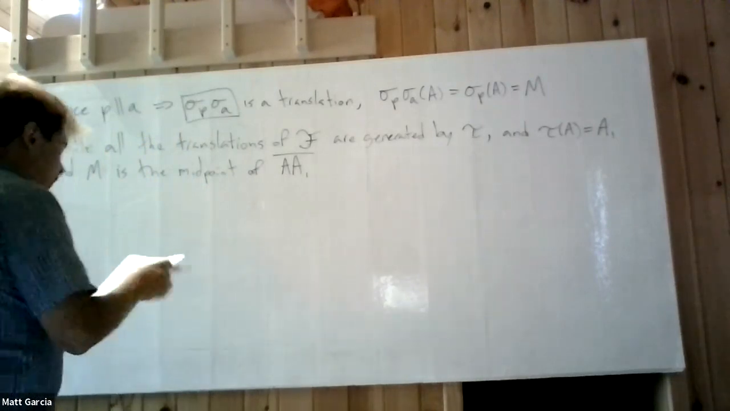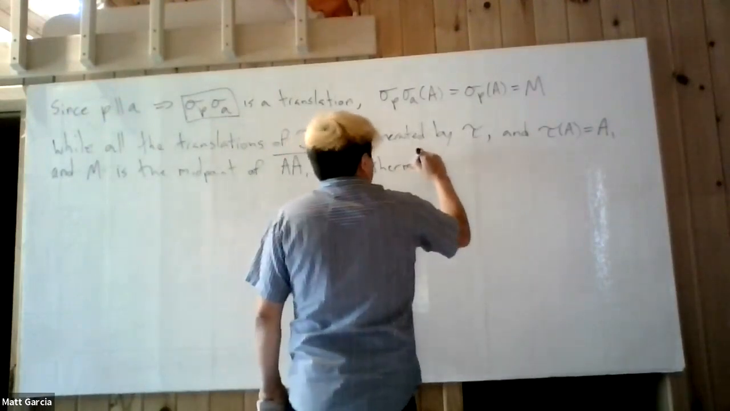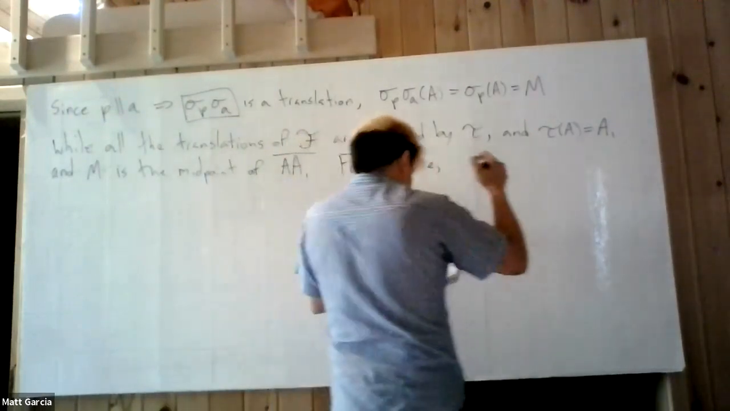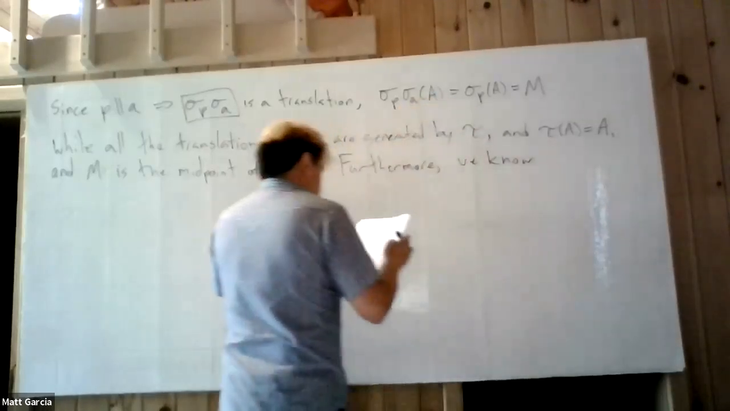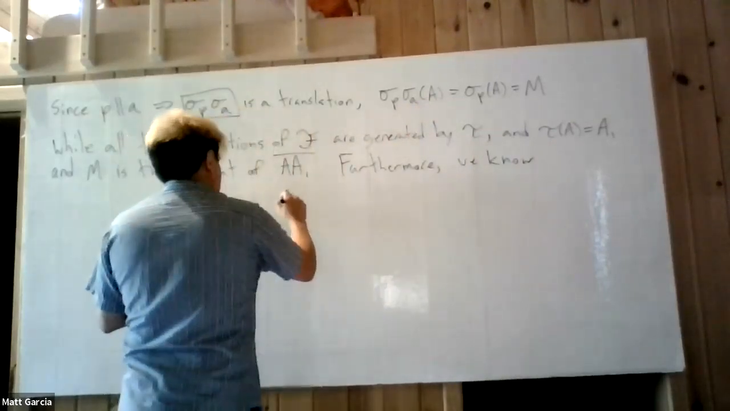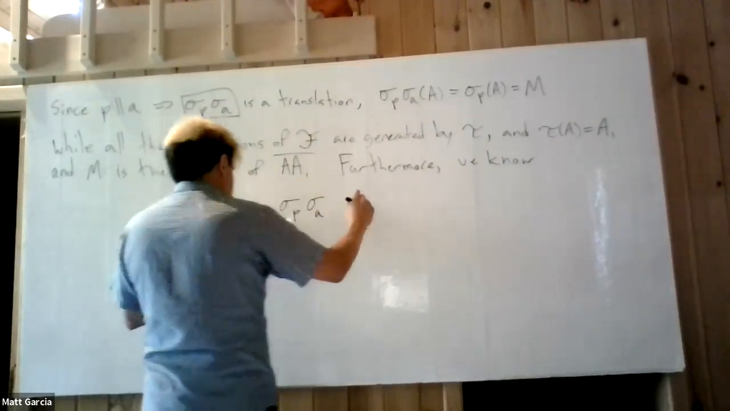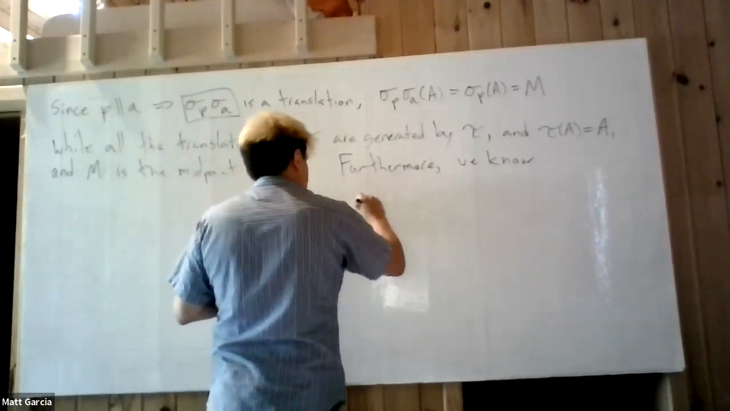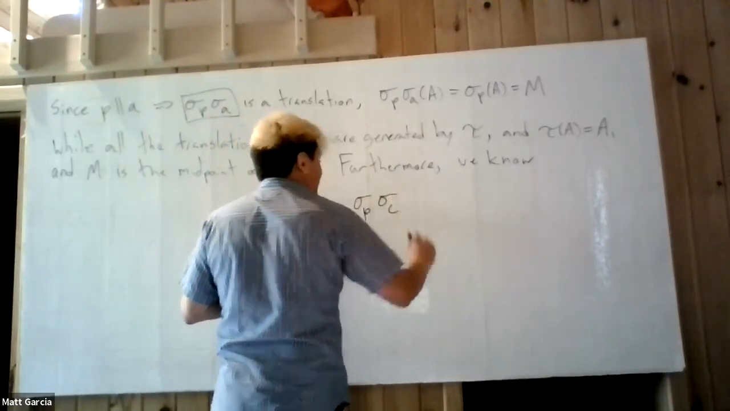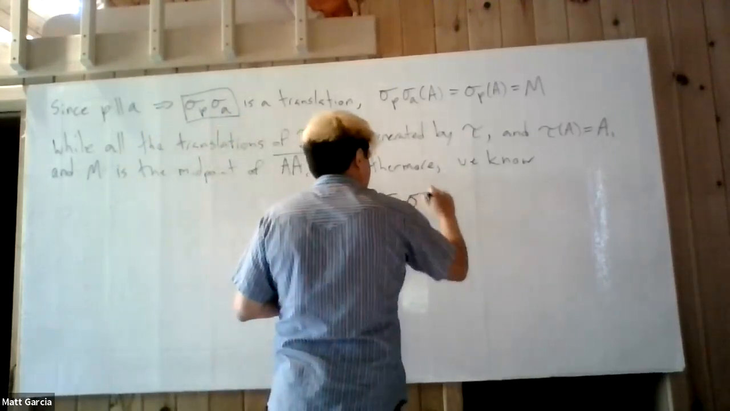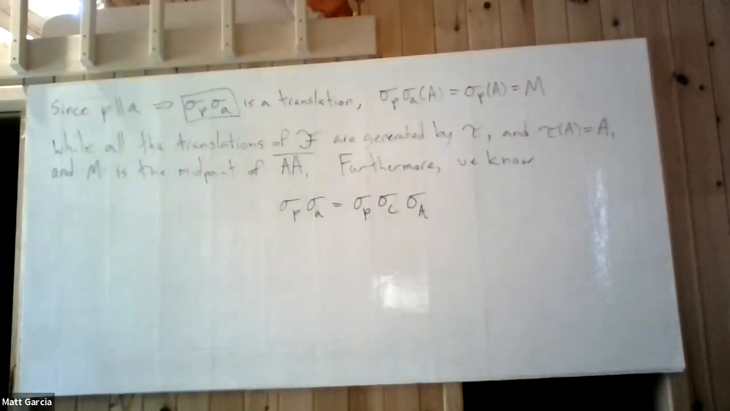Okay, so furthermore, we know that sigma P, sigma A is equal to sigma P times reflection in the center, sigma C, times the half turn centered at A. Okay.